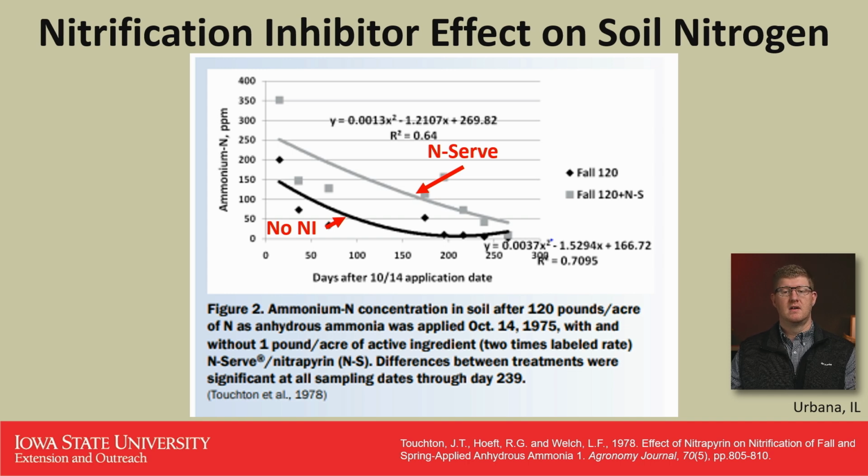On the figure, along the bottom axis, as you move from left to right, you're getting further away from the time of application of the fertilizer. And on the y-axis, on the left side of the plot, as you move from the bottom to the top, you're increasing the ammonium concentration in the soil. If these inhibitors are working, what we would hope to see is greater ammonium concentrations in the soil where we have them than where we don't. And what you'll notice is the gray line on this figure is where we have Inserve, and the black line is where we do not.